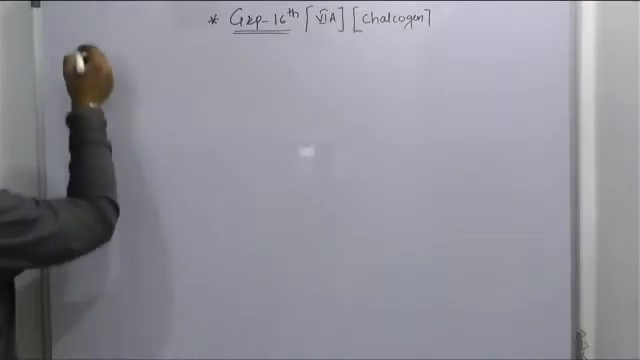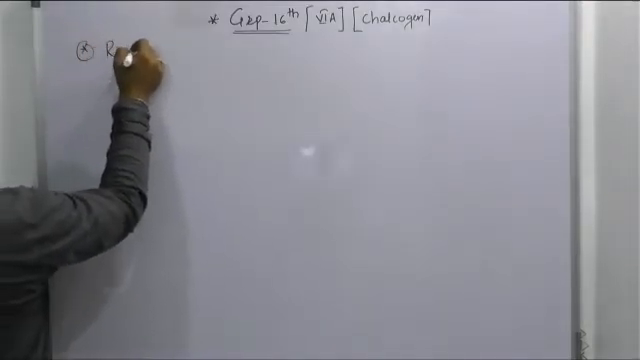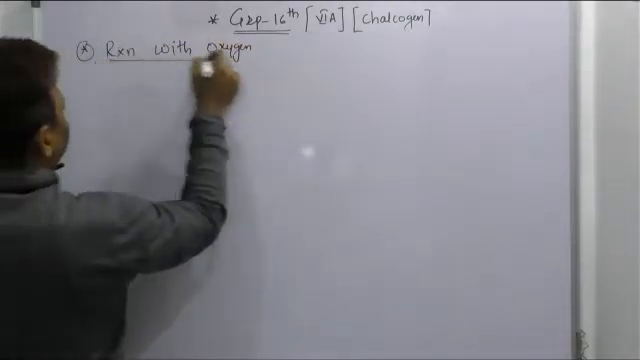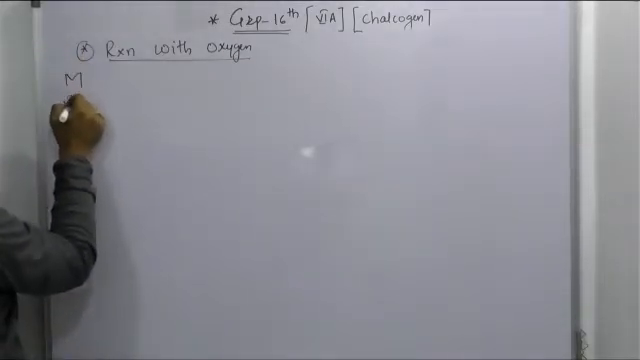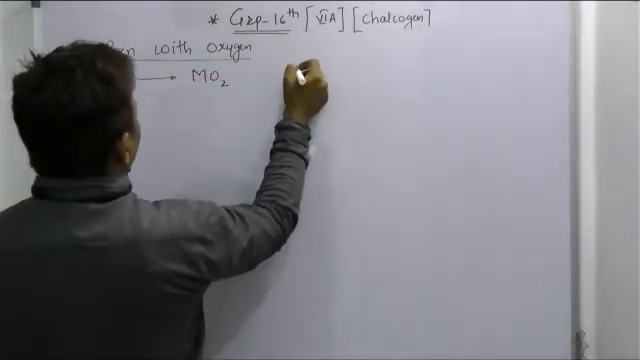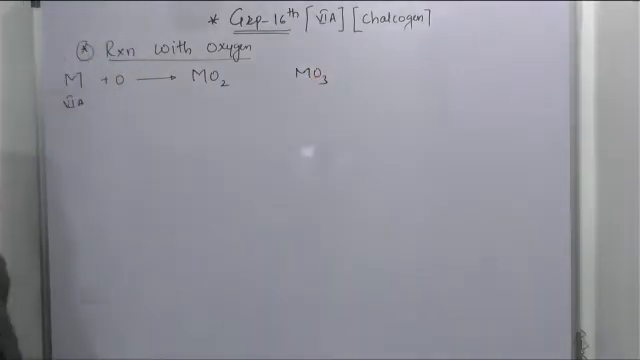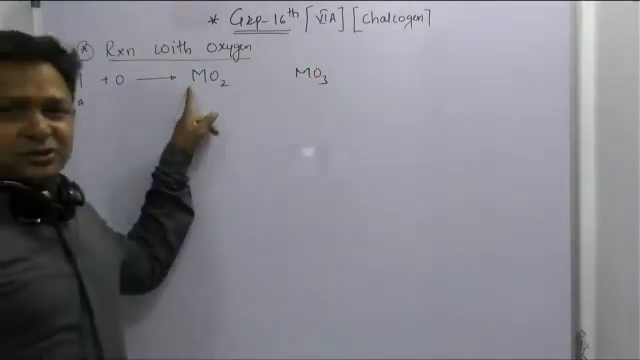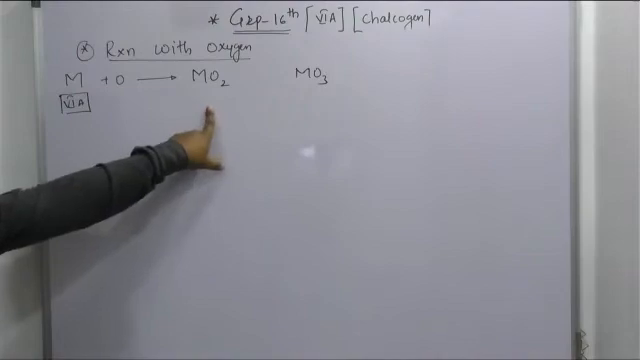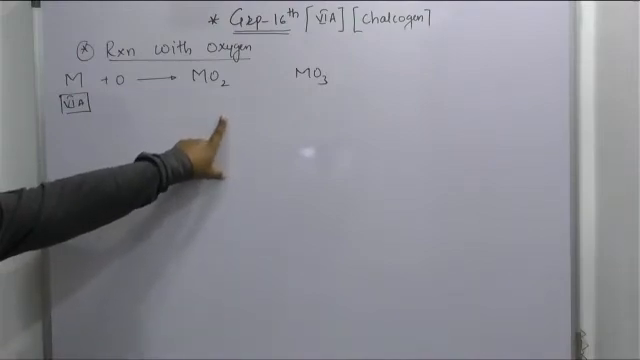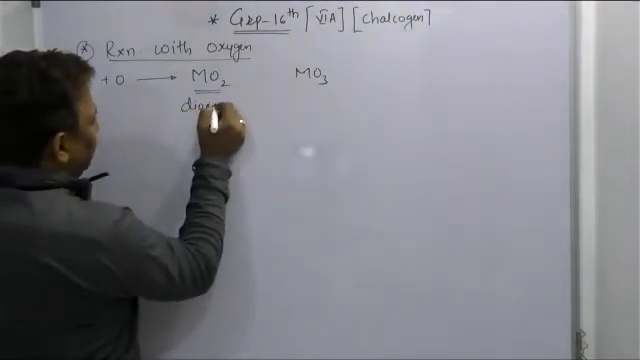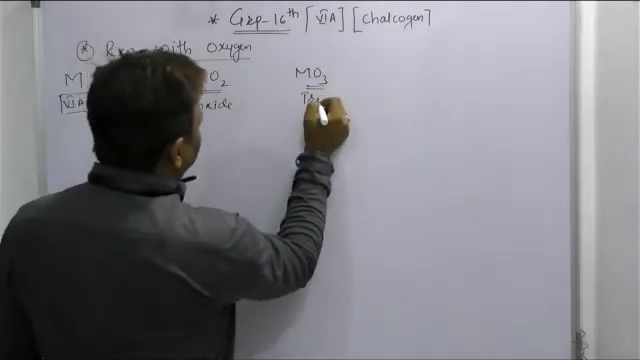Now the next one is the reaction with oxygen. The elements of group 6A on combining with oxygen form two types of oxide, MO2 and MO3, called dioxide and trioxide. But this M is not a metal, it is an element of group 6A. It can form a dioxide, MO2, as well as a trioxide, MO3.